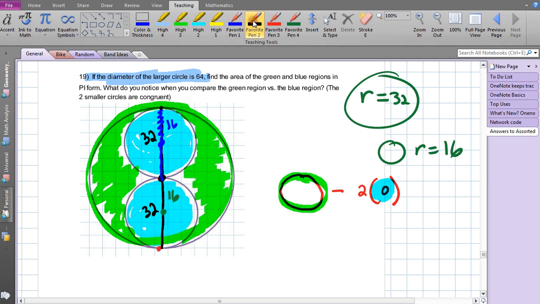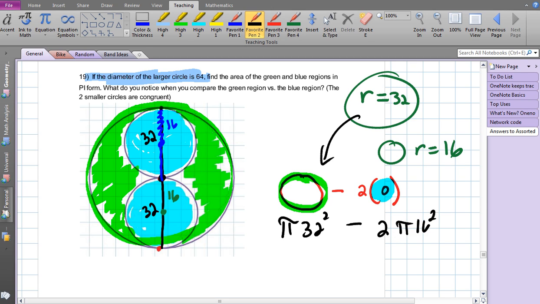So in this case, I'm going to go pi r squared. Well, the radius of the larger circle is 32, so that's going to be 32 squared. And then the radius of the smaller circle is going to be 16. So I got 2, because there's 2 of those circles, times pi times 16 squared. Warning, 16 squared is not 32. So let's multiply all this out.